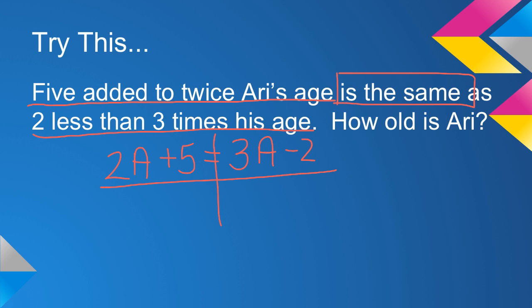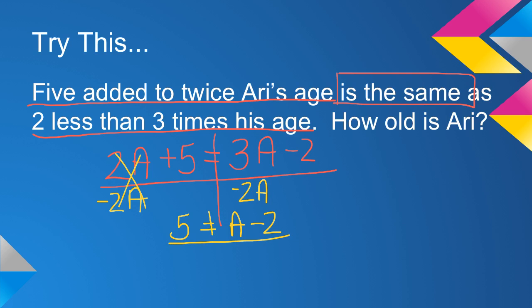All right, I'm going to choose to start with my variables, but it doesn't matter. You can start anywhere. I'm going to take 2 A's off of both sides. And when I do that, I'm left with a 5 on one side. 3 A's minus 2 A's is an A on the left minus 2. Okay, to isolate my variable, I'm going to add 2 to both sides.